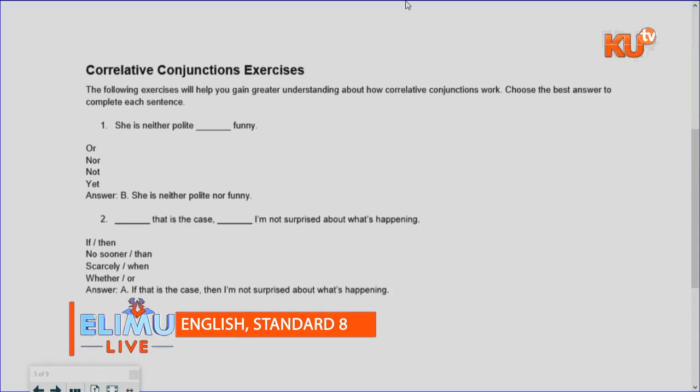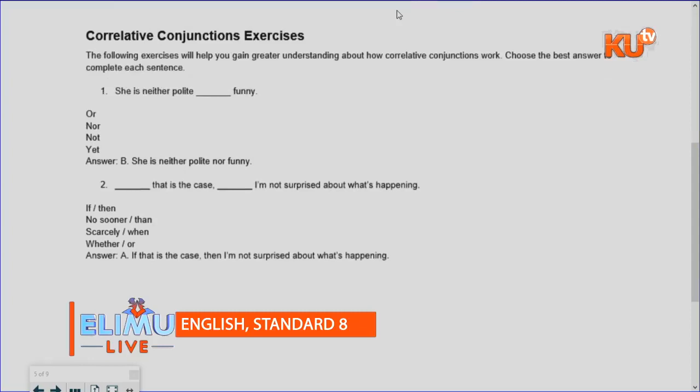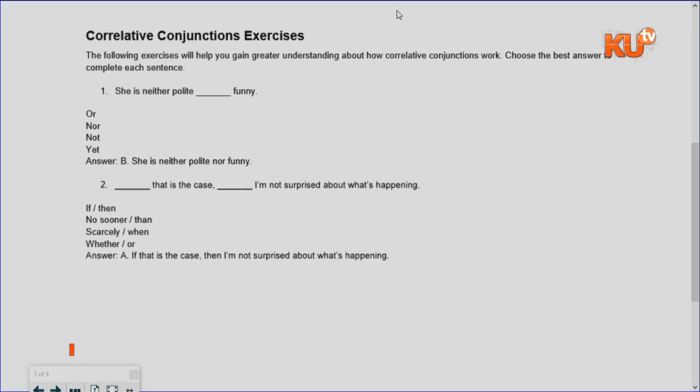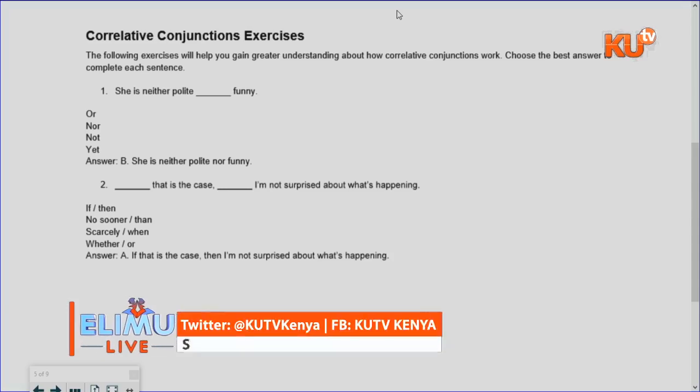Now, moving on to our next exercise: dash, that is the case, dash, I am not surprised about what's happening. If that is the case, then I'm not surprised about what's happening. No sooner that is the case than I'm not surprised about what is happening. Sounds funny. Scarcely that is the case when I'm not surprised about what's happening.